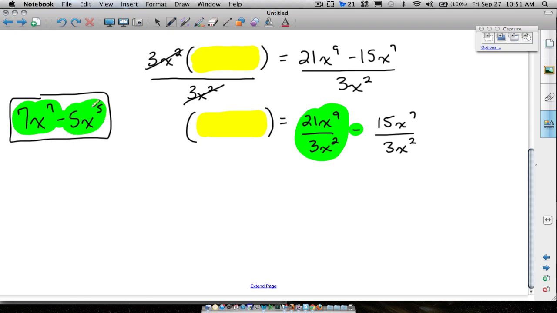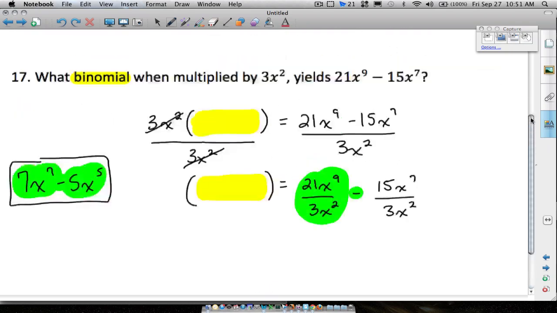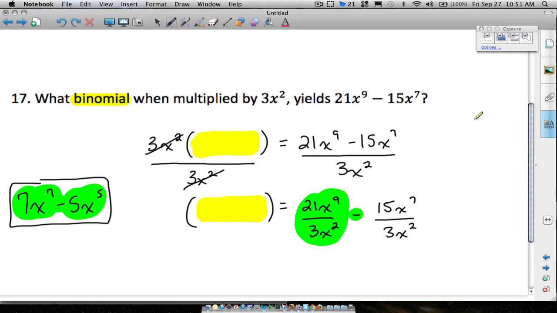So there's that same binomial popping back up. I don't care how you approach it, whether it be the first way I did it or that way right there. But either way, you're going to get 7x to the 7th minus 5x to the 5th.